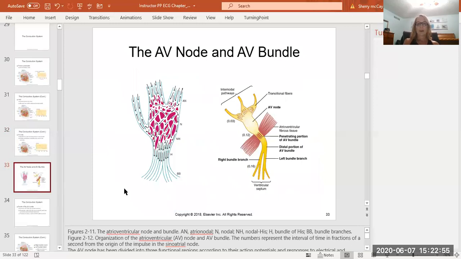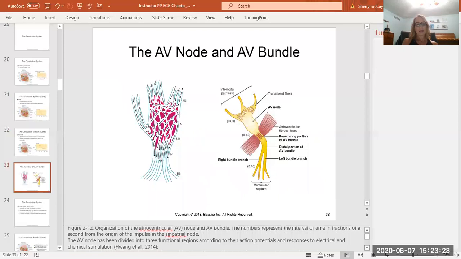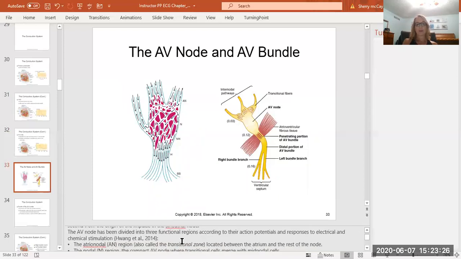Conduction through the AV node begins before atrial depolarization is completed. So, the AV node and the AV bundle are shown here. In the organization of the AV node and the AV bundle, the numbers represent the interval of time in fractions of a second from the original impulse in the SA node. The AV node has been divided into 3 functional regions according to their action potentials and responses. Let's talk about those 3.